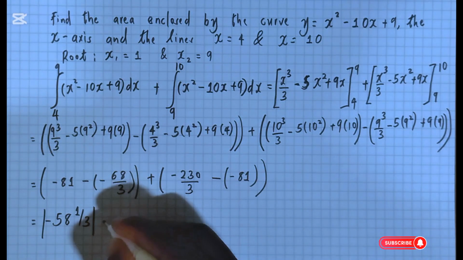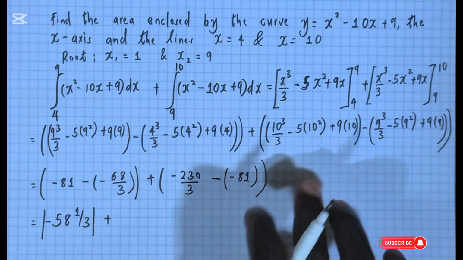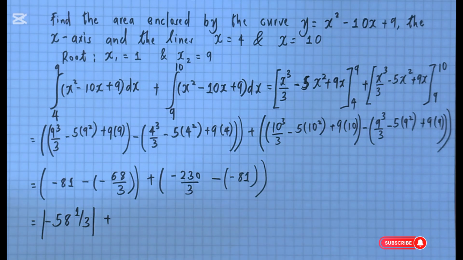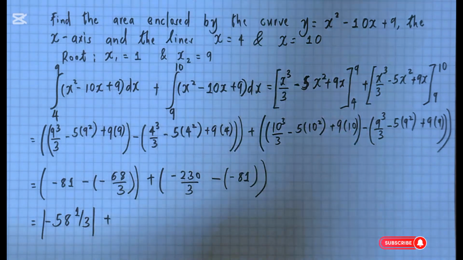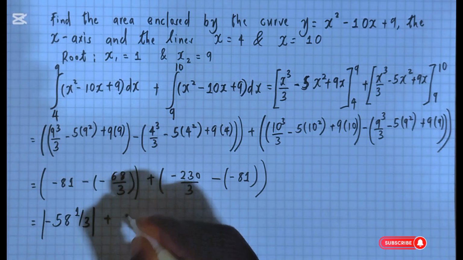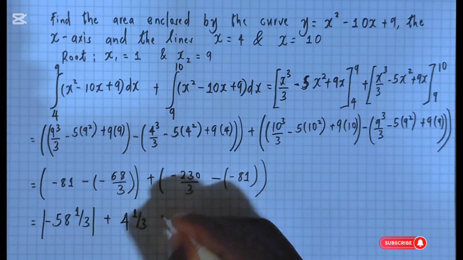Plus, basically we are going to get a positive answer because it's the area above the x-axis. So when you take negative 230 over 3, minus negative 81, notice you are going to get, and I'm going to give the answer as a mixed fraction, 4 and a third.